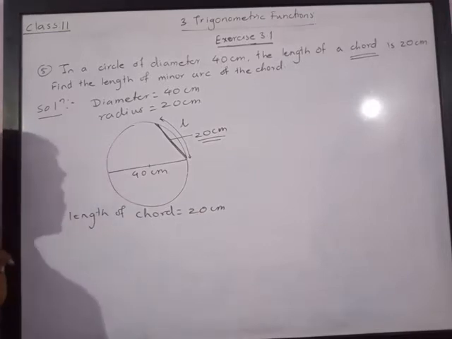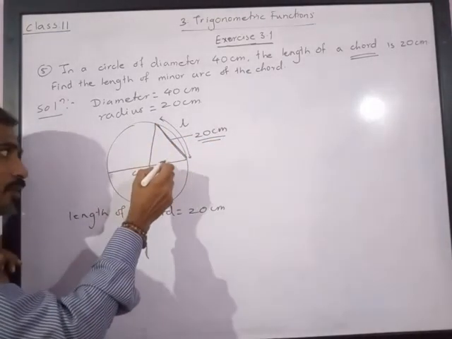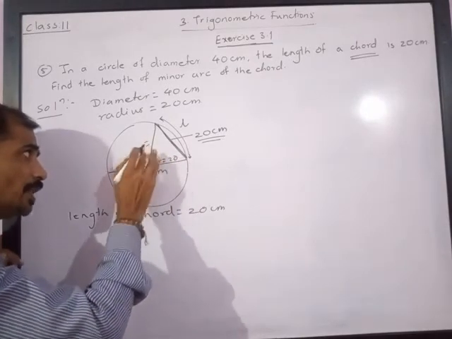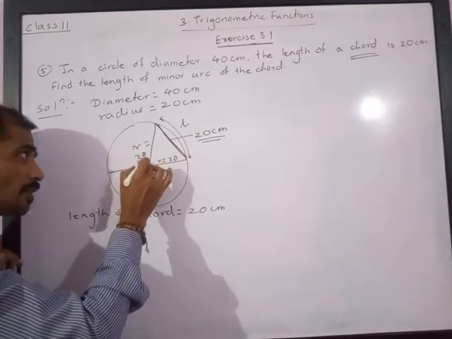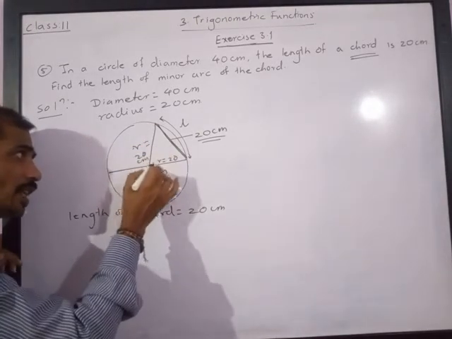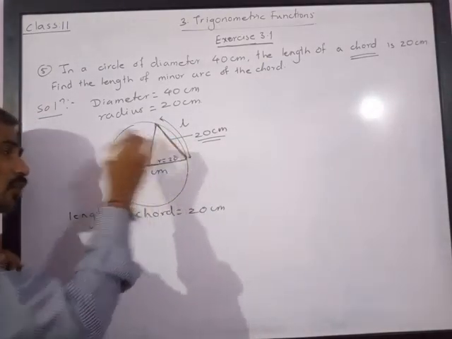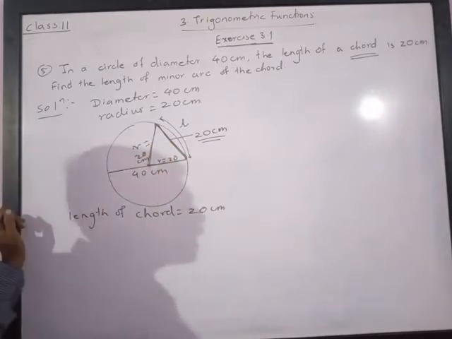Try to understand this. We have got this 20 centimeters. If you join this, R is 20 centimeters, then this side is also a radius, and it is again 20 centimeters. So the radius is 20 centimeters and the length of the chord is also 20 centimeters. It means this triangle becomes an equilateral triangle.